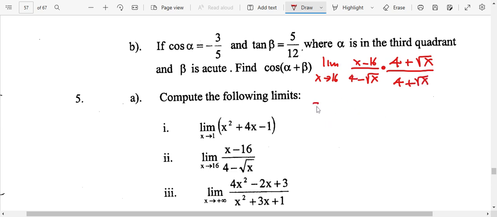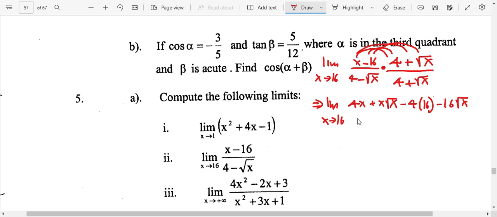Okay, so this is going to give you limit as x approaches 16. So multiply x times 4, that is going to be 4x. Then x times square root, that is going to be x square root of x. And then you also multiply negative 16 times 4, negative 64, and then negative 16 times square root of x, that will be negative 16 square root of x. Now down you're multiplying a difference of two squares. So just get the 4, you square it, that is going to give you 16. Minus, get the square root of x, you square it, that will just give you x. Okay, like that. Is it okay?